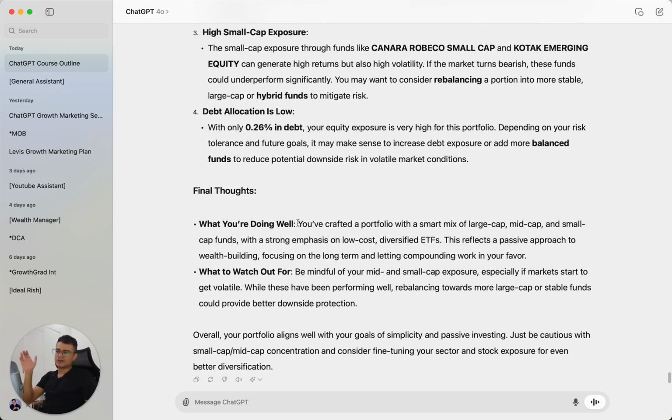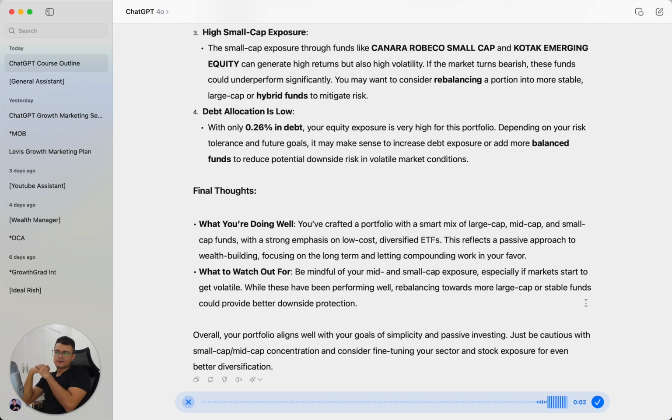What you're doing well, a good portfolio, good mix of the caps, passive approach. Be mindful of your small mid cap if the market gets volatile, which is fine because I'm investing for the long term. You can always give the input back to ChatGPT and see if this is what I want to do.